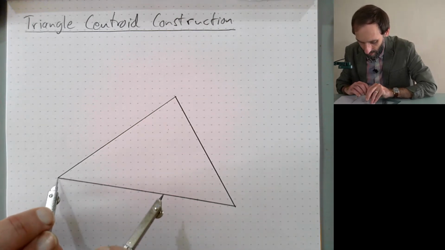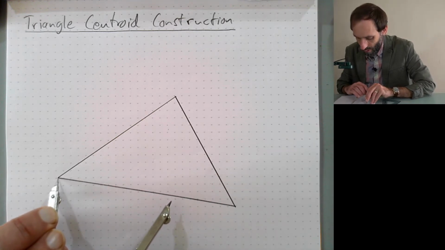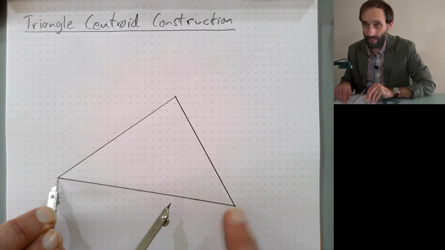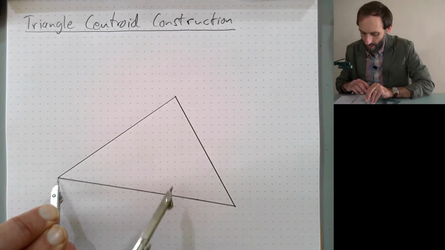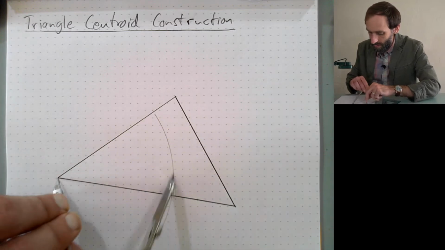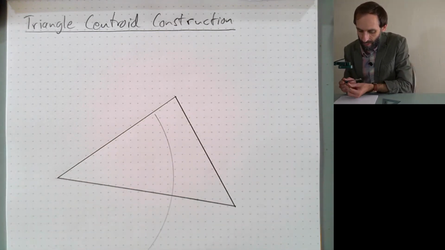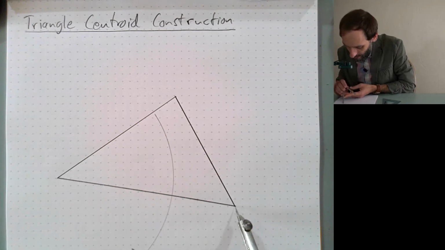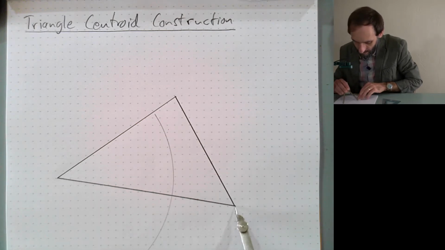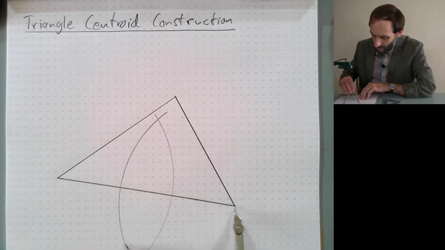I'm going to do the method where I just set the compass to be a bit more than half the length of the segment. And then I'll go ahead and draw an arc across. Now, keeping the compass the same length, I'll center it at this point and then draw another arc across.